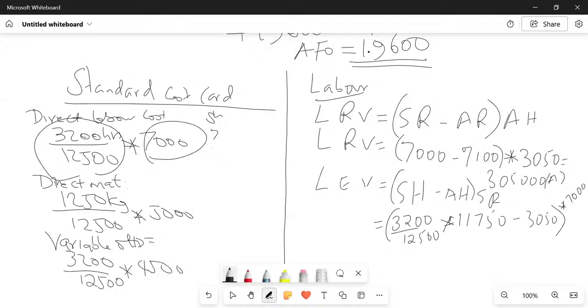So now, ladies and gentlemen, we have done the labor variances. Now we can go ahead and do the material variances. Where did I get 11,750? Thanks for asking. VB, do you have the question? It's on your WhatsApp. If you go to the actual information, you'll be able to see that we actually did 11,750 kilometers.